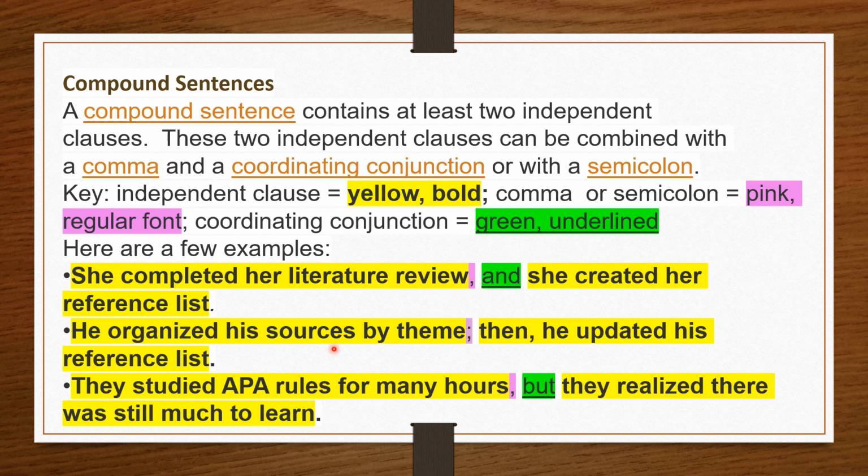He organized his sources by theme; then he updated his reference list. Those are two independent clauses connected with a semicolon. They studied APA rules for many hours, but they realized there was still much to learn. Those are two independent clauses connected with a comma and a coordinating conjunction, but.